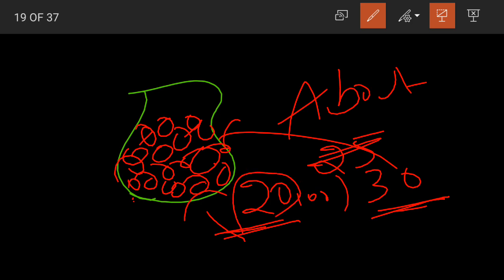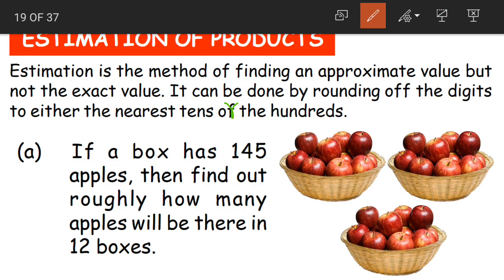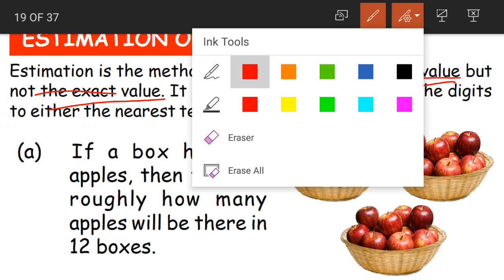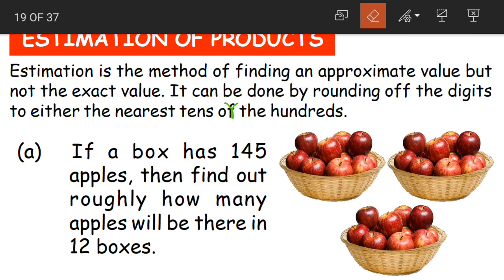Okay children, so this is called estimating, not finding the exact value. Exact means the exact number of stones that are in the jar, but approximate means what? We are just taking a guess at it, guessing that there would be this many stones. So this process of finding an approximate value is called estimation. Now how can we estimate? It can be done by rounding off the digits to either the nearest tens or the hundreds. Let us see about that.